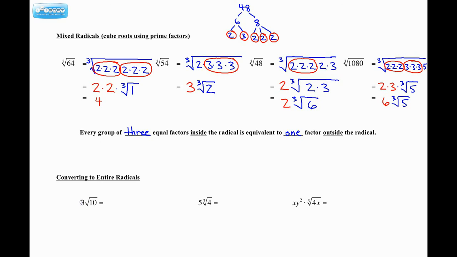Okay, so remember, this is a square root, so every 1 factor outside is equivalent to 2 factors inside. So it's like I'm putting the 3 back in. So as soon as it goes back in, I have to write it twice, and that 10 is still there. All right? So everything's stuffed back in its place. Right? So 3 times 3 is 9, times 10 is 90. And there we go. This is an entire radical, mixed.